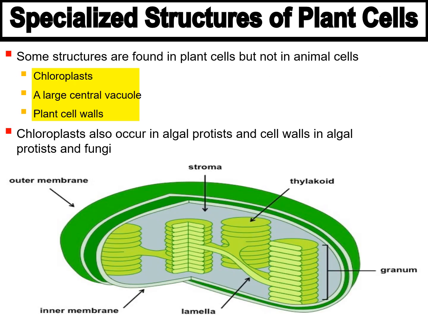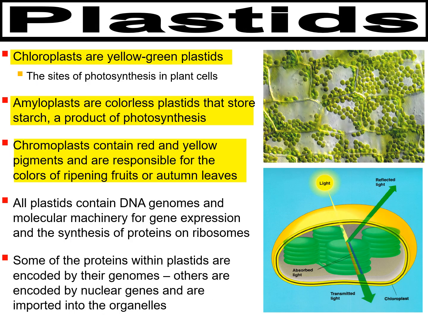Chloroplasts, vacuoles, and cell walls are structures that are found in plant cells. Plastids are specialized structures in plants that perform specific functions. Plants contain chloroplasts, amyloplasts, and chromoplasts in their cytoplasm.